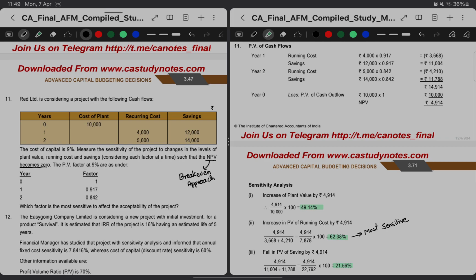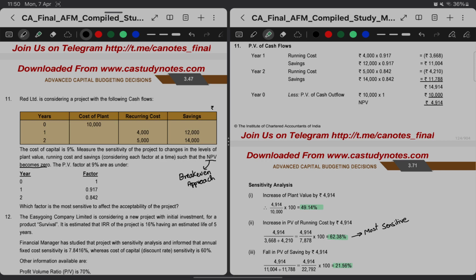So if we carefully analyze, this is a sensitivity analysis question, but they have specifically mentioned the sensitivity of the project to changes in the levels of plant value, running cost and savings. So three variables they have given: cost of plant, recurring cost and savings. They told considering each factor at a time, so we have to do it separately, such that NPV becomes 0. This signifies that we have to use the break-even approach, wherein we will keep the NPV as 0 and then figure out the variables' break-even point.